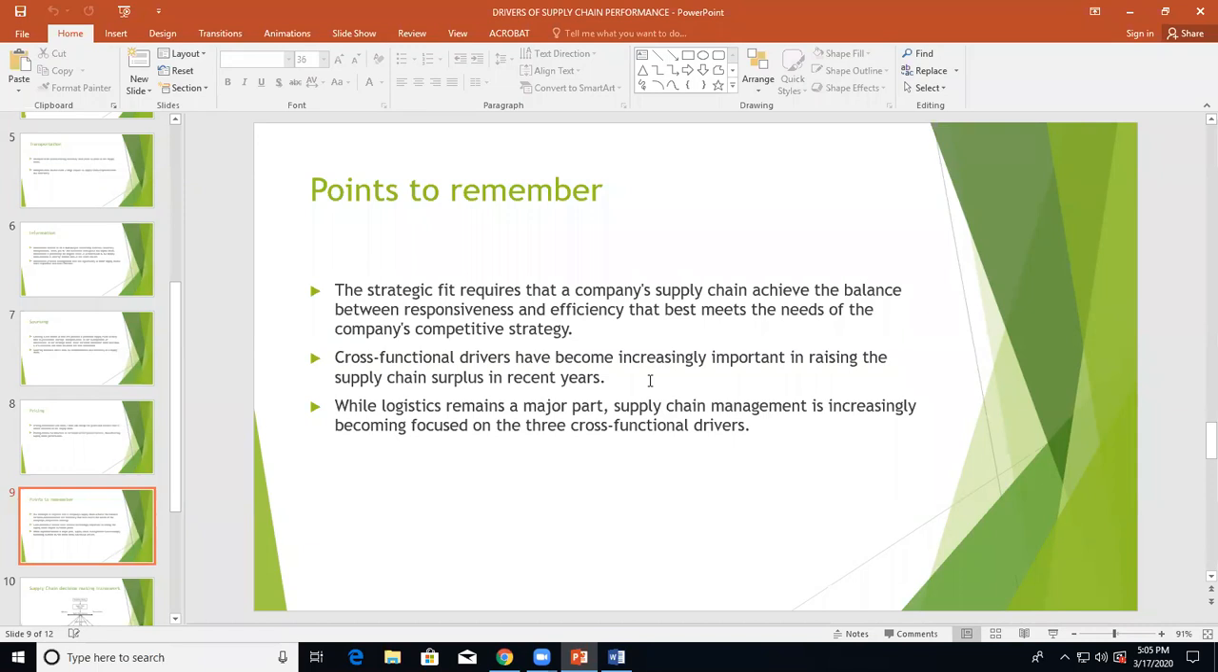For example, whenever we talk about the best-in-class company, we talk about Zara, we talk about Walmart, we talk about Apple. These are the companies which have focused on their cross-functional drivers a lot. They have the best in class information system, they have the best in class sourcing, they have differential pricing, they satisfy the customer through their pricing. Okay, they have a different kind of pricing for their customer to satisfy their competitive strategy. Okay, while logistics remains a major part, supply chain management is increasingly becoming focused on three cross-functional drivers. ये आपसे बात हुई, ठीक है.